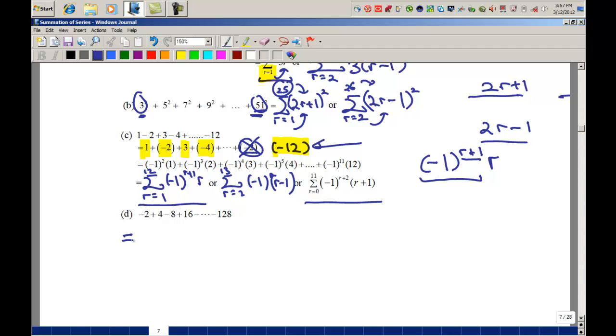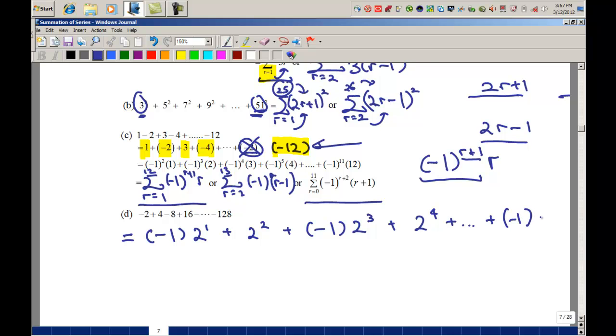I can help you start. Take out the minus sign. Then you have 2 to the 1. Then you have plus 2 square. I hope you can see the direction that I'm going. Every odd term has a minus sign in front, and every other number is a power of 2. Can you see that? Until the last number, minus 1 to the power of 7.